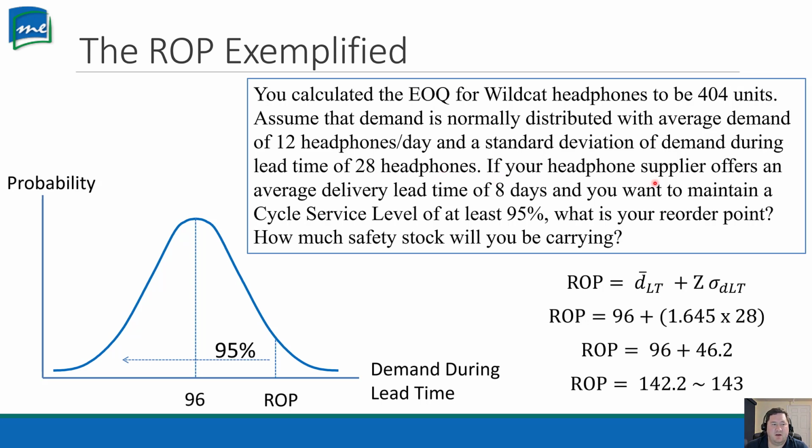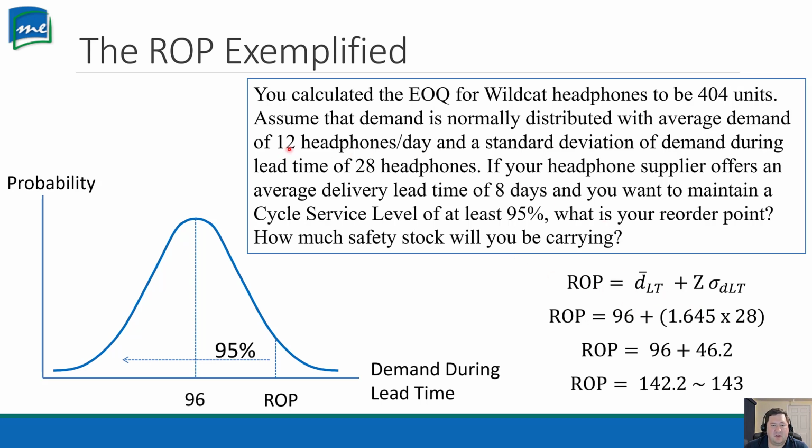If your headphone supplier offers an average lead time of 8 days, just like our previous scenario, and you want to maintain a cycle service level of at least 95%, what is your reorder point? If we went back and looked at 95%, that'd be our cycle service level, or our z-score, I should say. Our z-score would be 1.645. So let's go ahead and start throwing these numbers in.